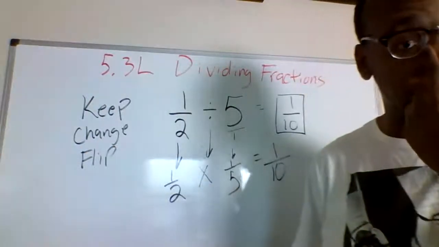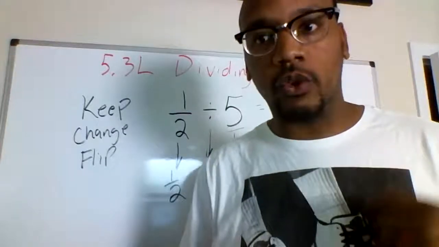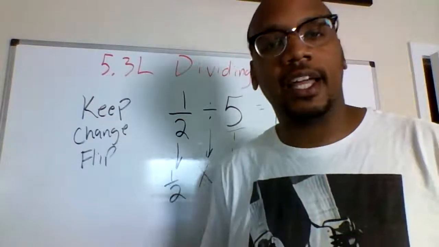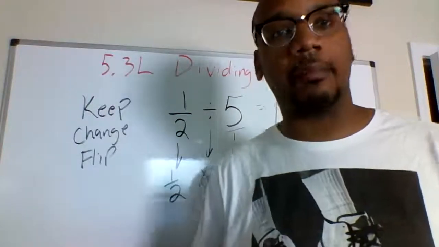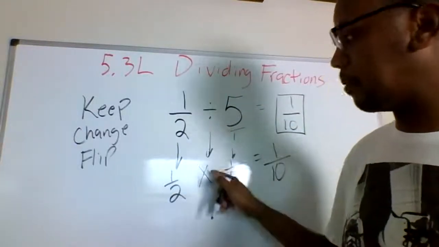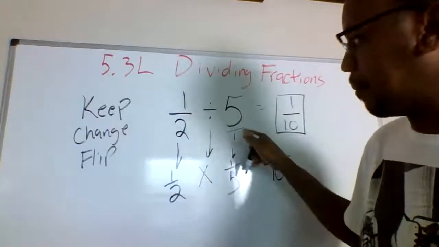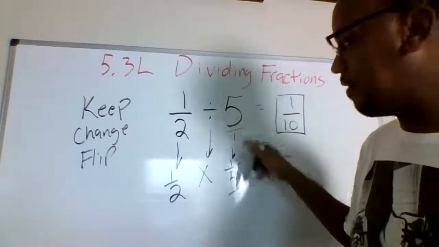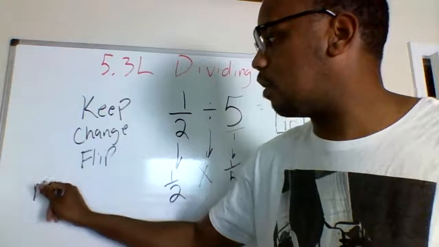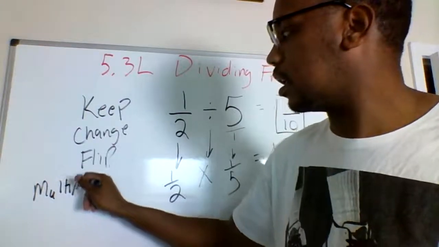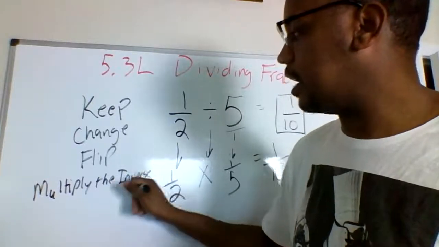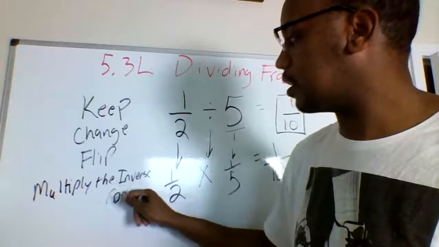Now, you're getting ready for middle school, so let me tell you the real name. The real name of it is multiplying the inverse. Inverse means opposite. So you're going to be multiplying the opposite. That's exactly what you did. This is a division problem, so when I changed it to multiply, I had to multiply the opposite. So instead of 5/1, I had to multiply 1/5. In middle school, it's going to be called multiply the inverse. Inverse means opposite.